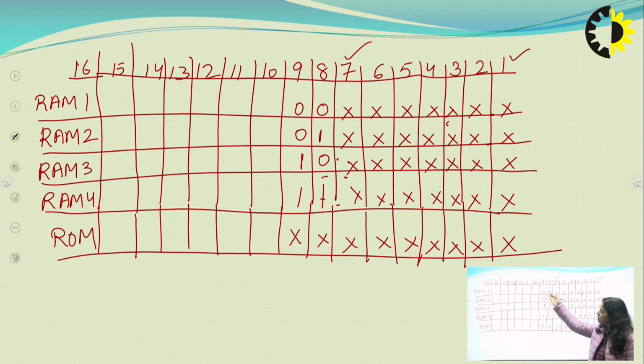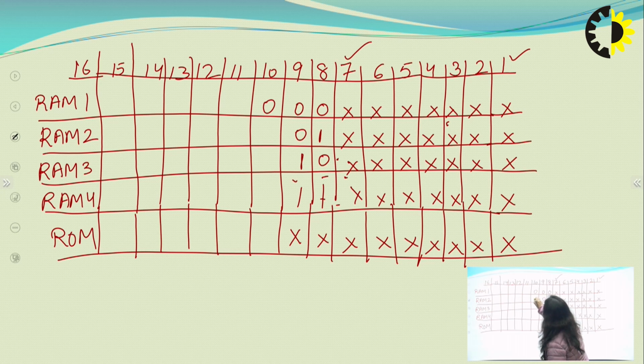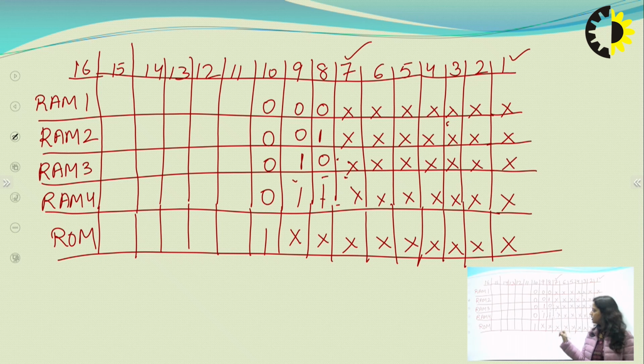Now, what about this 10th bit? In that mapping block diagram, we have considered the 10th bit a decision making bit, which makes the selection between a RAM and a ROM chip. So the value of the 10th bit will be 0 for all the 4 RAM chips and 1 for the ROM chip. So we will insert 0 over here like this, and 1 for the ROM. Why? Because when the 10th bit is 1, only the ROM chip will be selected, not any of the RAM chips.